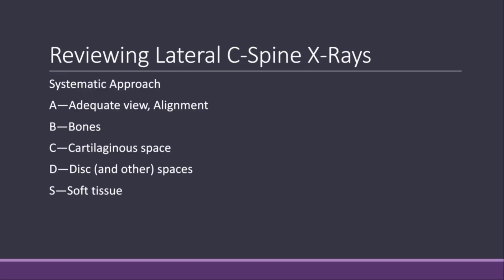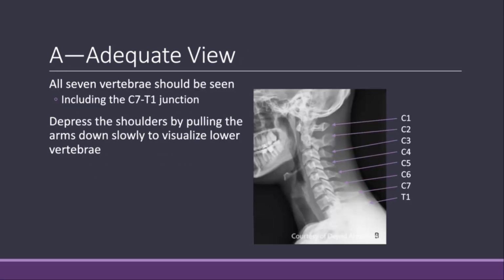When reviewing any x-ray, it's important to do it the same way every time so that things aren't missed. I like the ABCDS method, which is the one we're going to go through today. A is for adequate view. We need to make sure that all 7 vertebrae are able to be seen, including the C7 to T1 junction. This can be facilitated by pulling down on the arms to depress the shoulders.